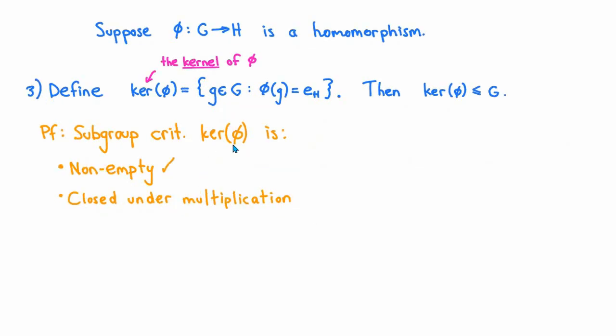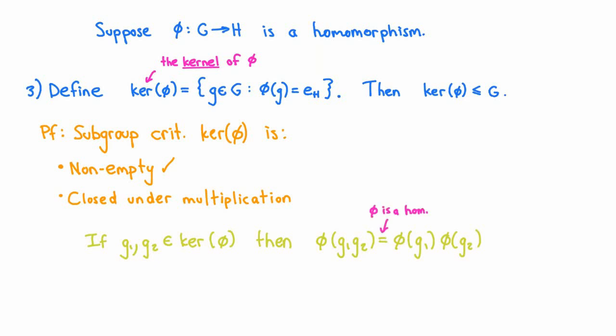To see that the kernel of phi is closed under multiplication, let's suppose that we have two elements g1 and g2 in the kernel of phi, and let's think about what happens when we multiply them together and then apply the map phi. Well, because phi is a homomorphism, phi of the product of g1 and g2 is going to be equal to phi of g1 times phi of g2. But because each of g1 and g2 was assumed to be in the kernel of phi, phi of g1 and phi of g2 are both the identity element. So on the right-hand side here, we get identity times identity, which is just the identity. Well, now we've shown that the product of g1 and g2 maps to the identity under phi, which is exactly the same as saying that g1 g2 is an element of the kernel of phi. That shows that the kernel is closed under multiplication.